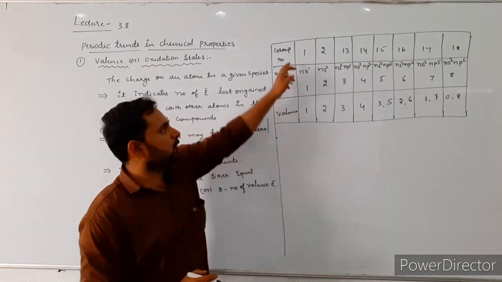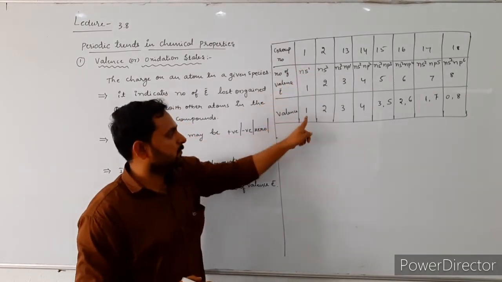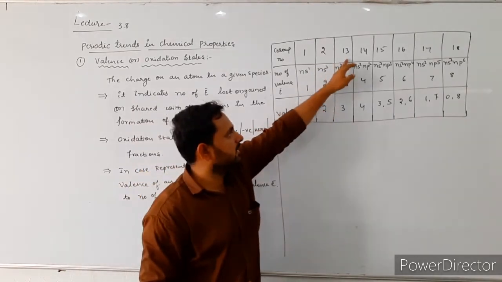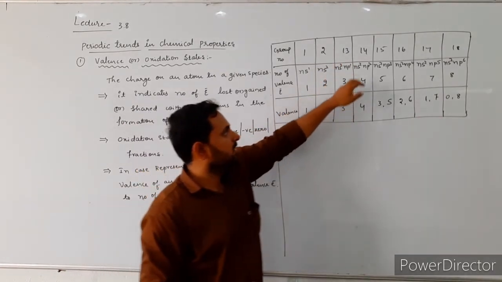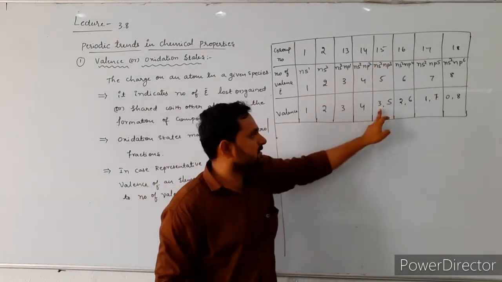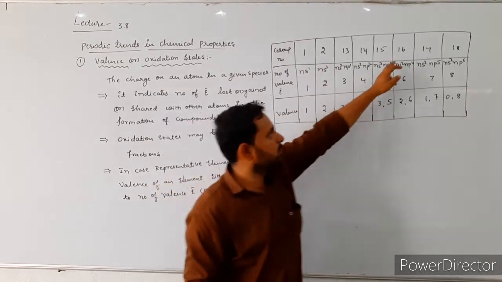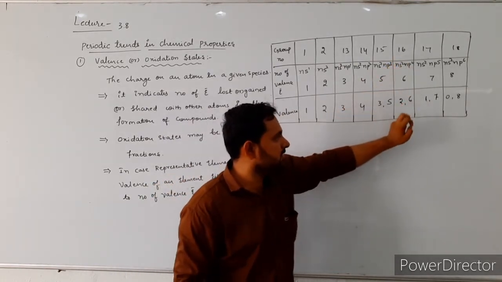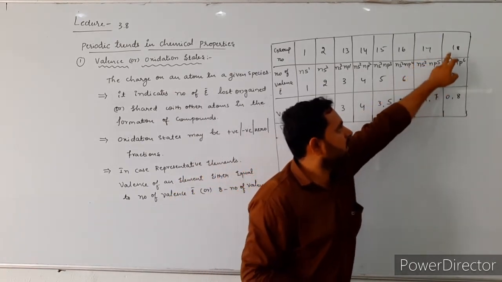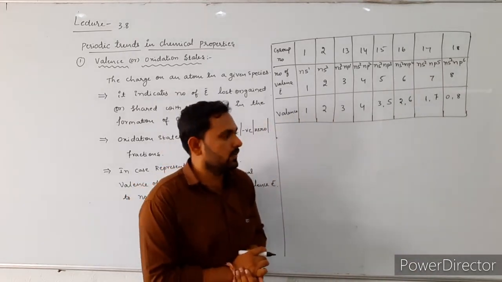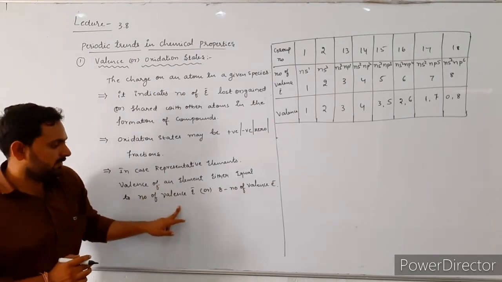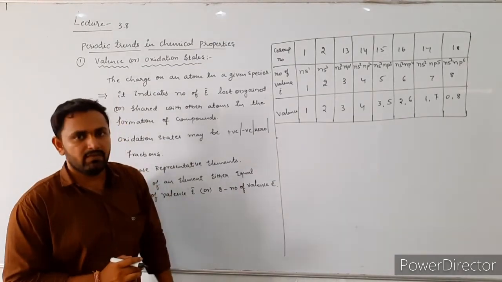Now, for group 1 elements, the valence is 1. For group 2 elements, the valence is 2. For group 13 elements, the valence is 3. Group 14, the valence is 4. For group 15 elements, the valence is 3 and 5. For group 16 elements, 2 and 6. For group 17 elements, 1 and 7. For group 18 elements, 0 and 8. Because the valence of an element is equal to the number of valence electrons or 8 minus the number of valence electrons.